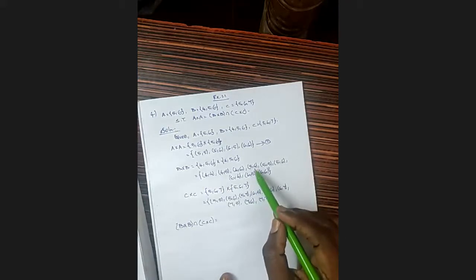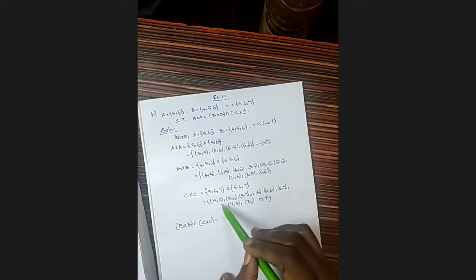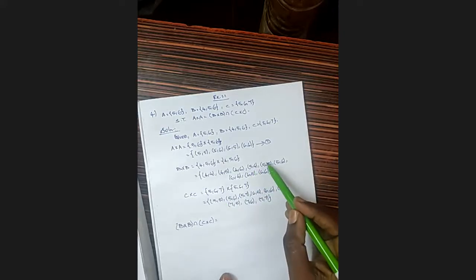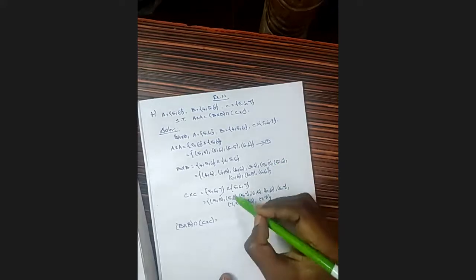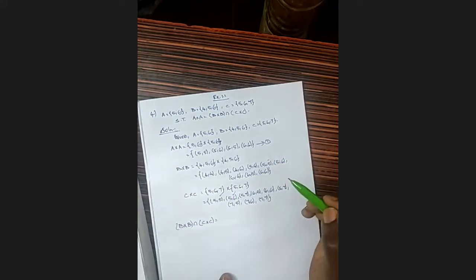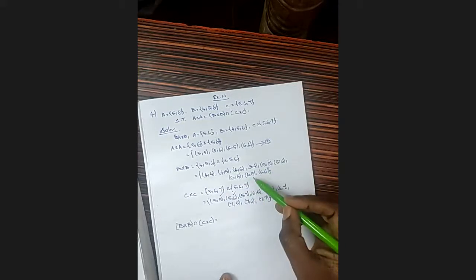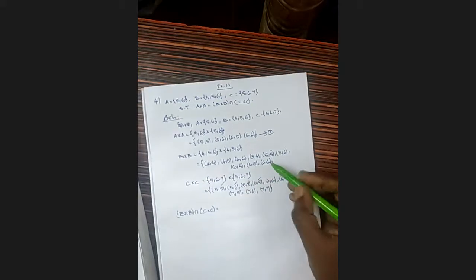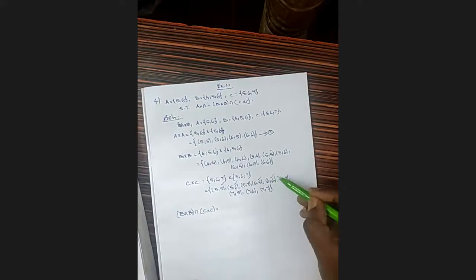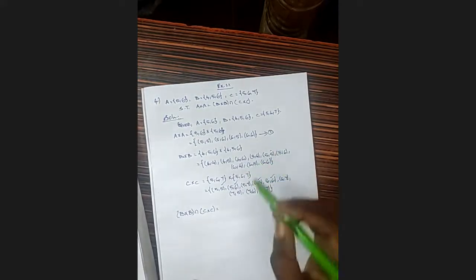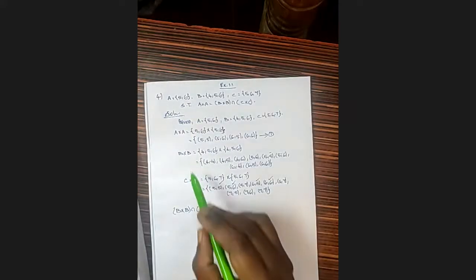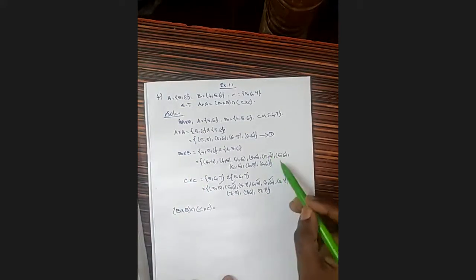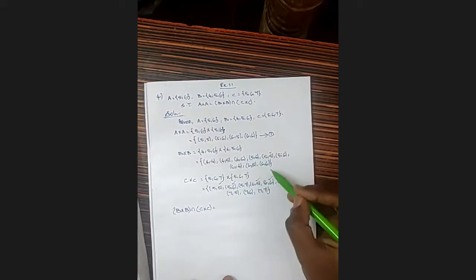So we will check for (5, 4). Here we don't have (5, 4). Then (5, 5) is here. Then (5, 6) is also here. Then (6, 4), we don't have (6, 4). (6, 5) is here. Then (6, 6) is also here. So the common elements of B cross B and C cross C are (5, 5), (5, 6), (6, 5), and (6, 6).